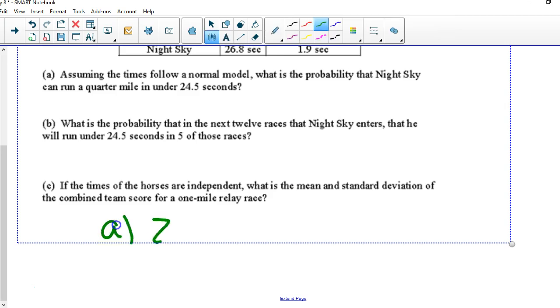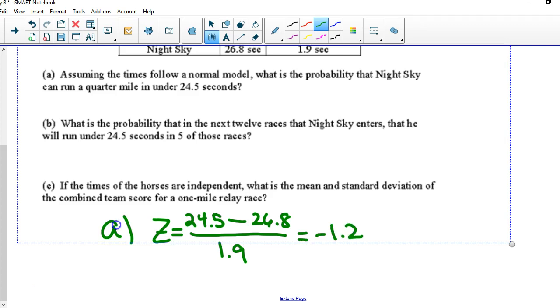I'm going to take Z is equal to my ZOMs, remember, observation, 24.5, minus Night Sky, which is 26.8, divided by 1.9. And that's going to give me a z-score of negative 1.21. I'm then going to go to my table at negative 1.21. So at negative 1.21, I get a p-value equal to 0.1131.